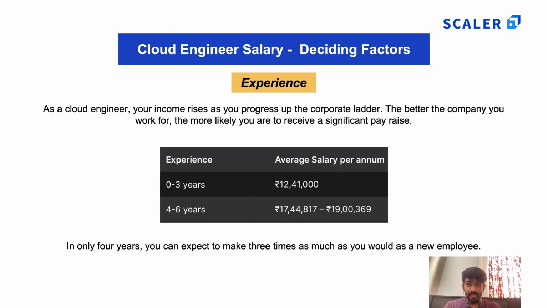According to experience, if your experience is between 0 to 3 years, the average salary you would be getting is 12 LPA. But if your experience goes from 4 to 6 years, the average salary you would be getting is around 18 LPA. This is the difference in salary. In only 4 years, you can make 3 times the starting salary you would make as a new employee. You should think of a job as an investment: at the start you might be earning less because you don't have any experience, but down the line in 3 to 4 years you would be getting 18 to 20 LPA.